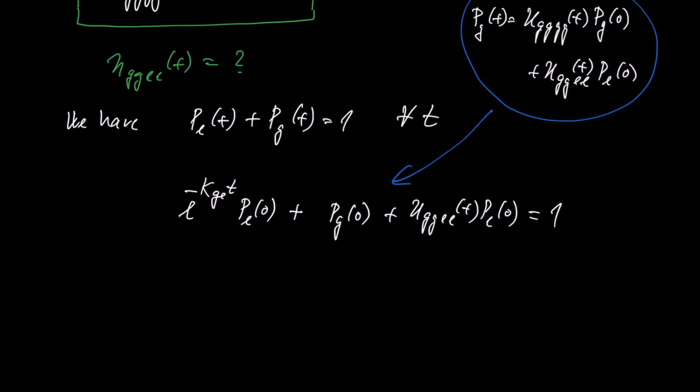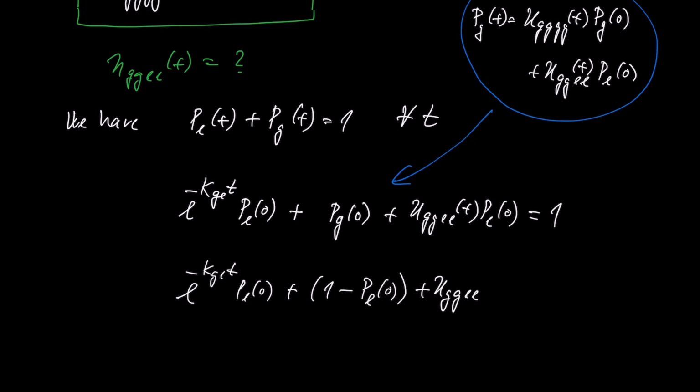And now we can write P_G(0) in terms of the P_E(0). So this is e to the power of minus k_GE t P_E(0) plus, and here we will have 1 minus P_E(0) plus U_GGEE(t) P_E(0), and that equals 1.